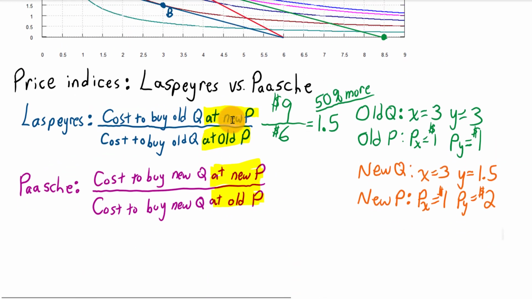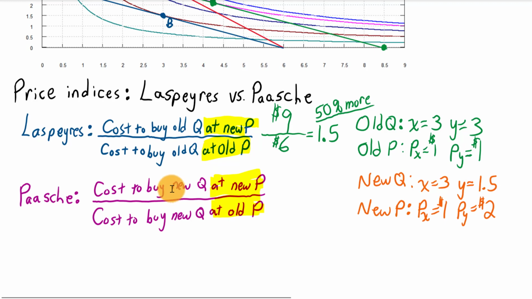The Paasche price index says, well, let's look at the ratio between how much it would cost to buy the new quantity at the new prices. So at the new prices, how much would it cost to buy what we actually buy? Okay, well, that's $6, right? Because in the real world, this person has $6 to spend, and we're assuming they spend it all. And on the bottom, we're asking, what would it cost to buy the new quantities of goods at the old prices? So we combine new quantities with old prices here.